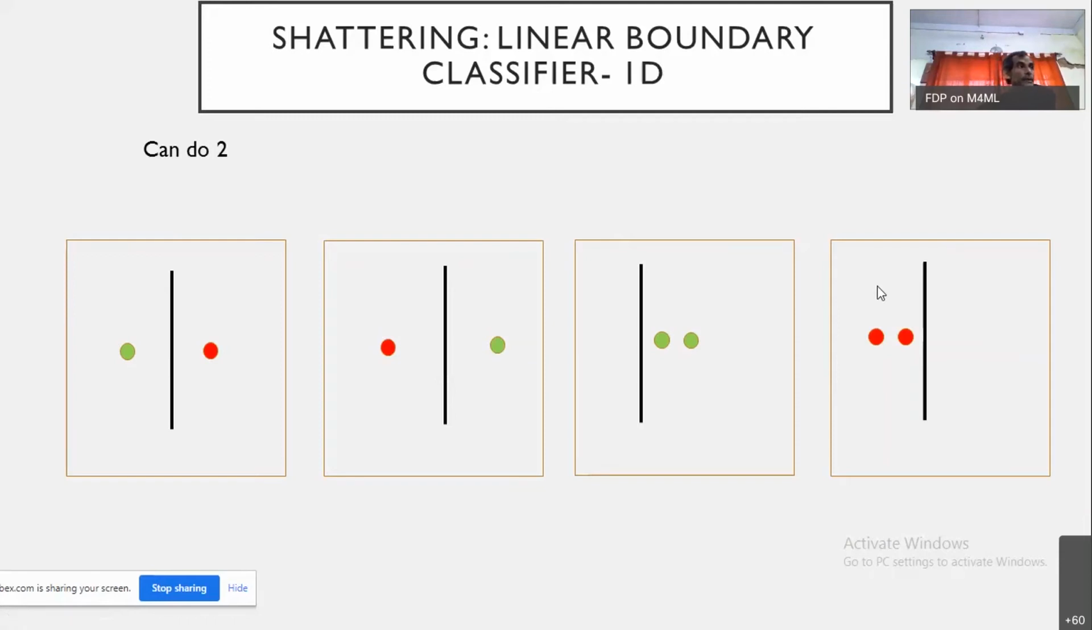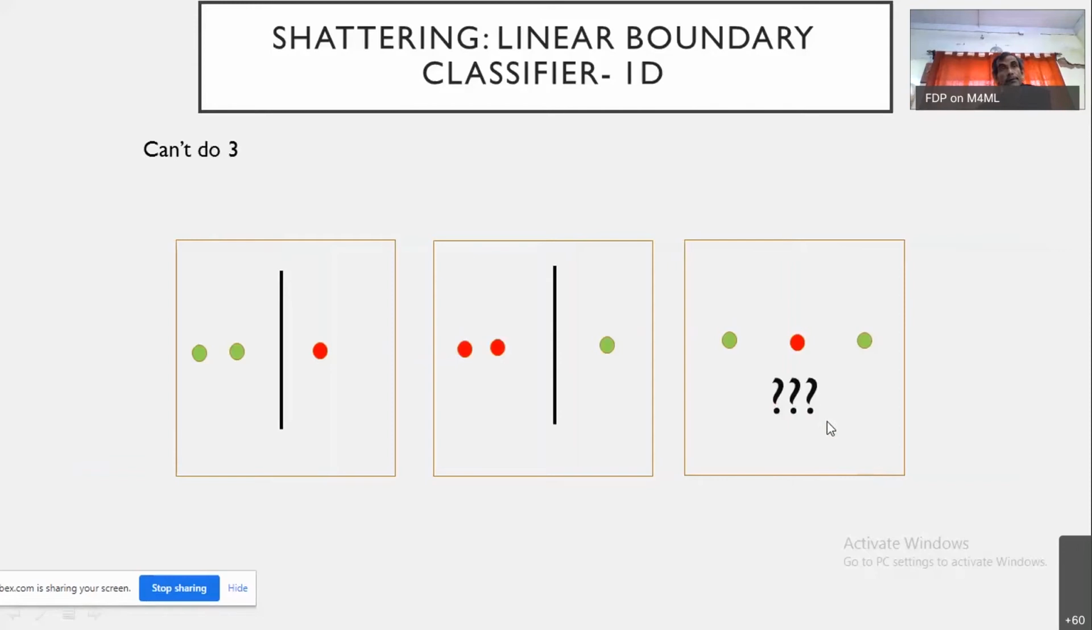Either I can put all of them in class number 1, or all of them in class number 2, or one in class 1 and the other in class 2, or the other one in class 1 and the first one in class 2. So just using one line, I can make all possible dichotomizations of 2 points. This is what is called shattering. So I can shatter 2 points using a single line.